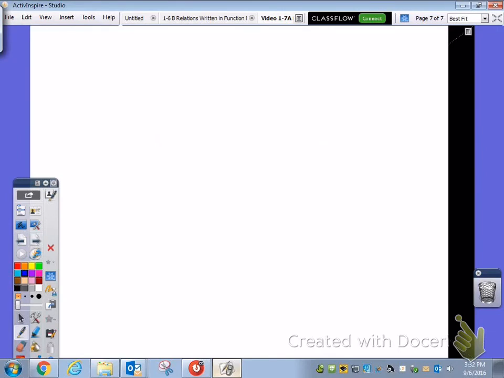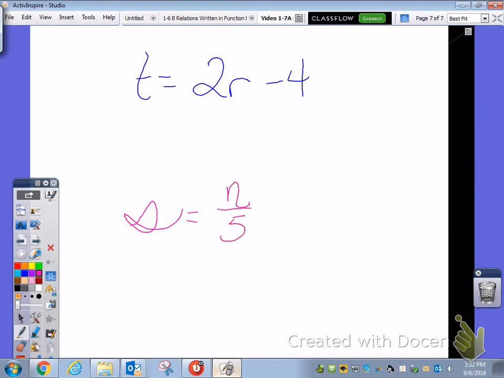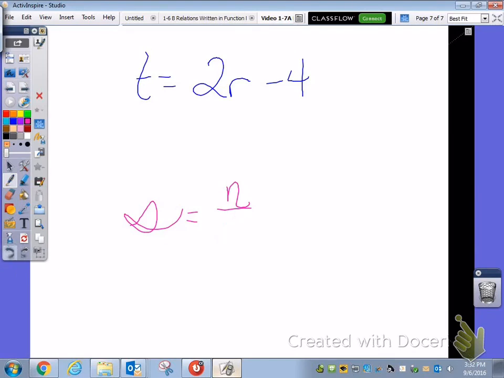What if, and write this one down, I want you to try this one. T equals 2R minus 4. I want you to try that one. And then I want you to try this one. S equals 5N minus 10. So tell me the independent and dependent, and I want to know those tomorrow.